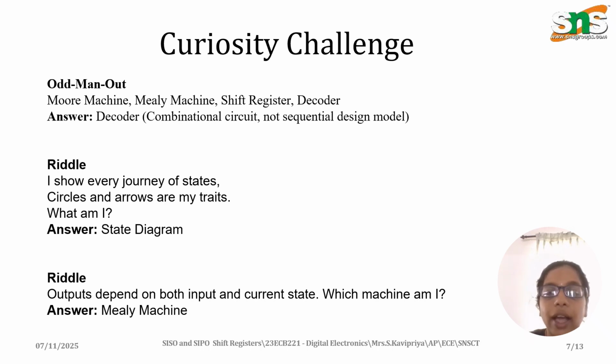Next is a riddle. I show every journey of state. Circles and arrows are my traits. What am I? It is a state diagram, in which the states are represented using circles, and the transition from one state to another is represented by an arrow. Final riddle: output depends on the input and current state. It is a Mealy machine.